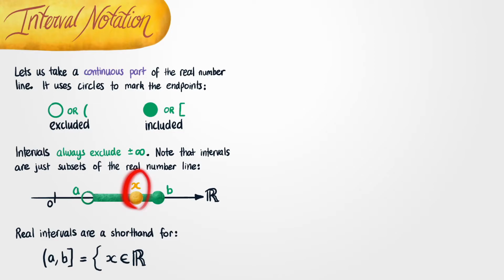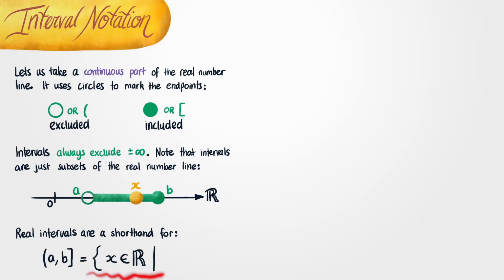Because x lives on the real number line somewhere, we have to say that x is an element of the real numbers. But for x to actually be included in our subset over here, it must satisfy a bunch of conditions, and this vertical bar indicates the words "such that". So you can read this real interval so far as a new set where x is a member of the real numbers such that a bunch of conditions are true.